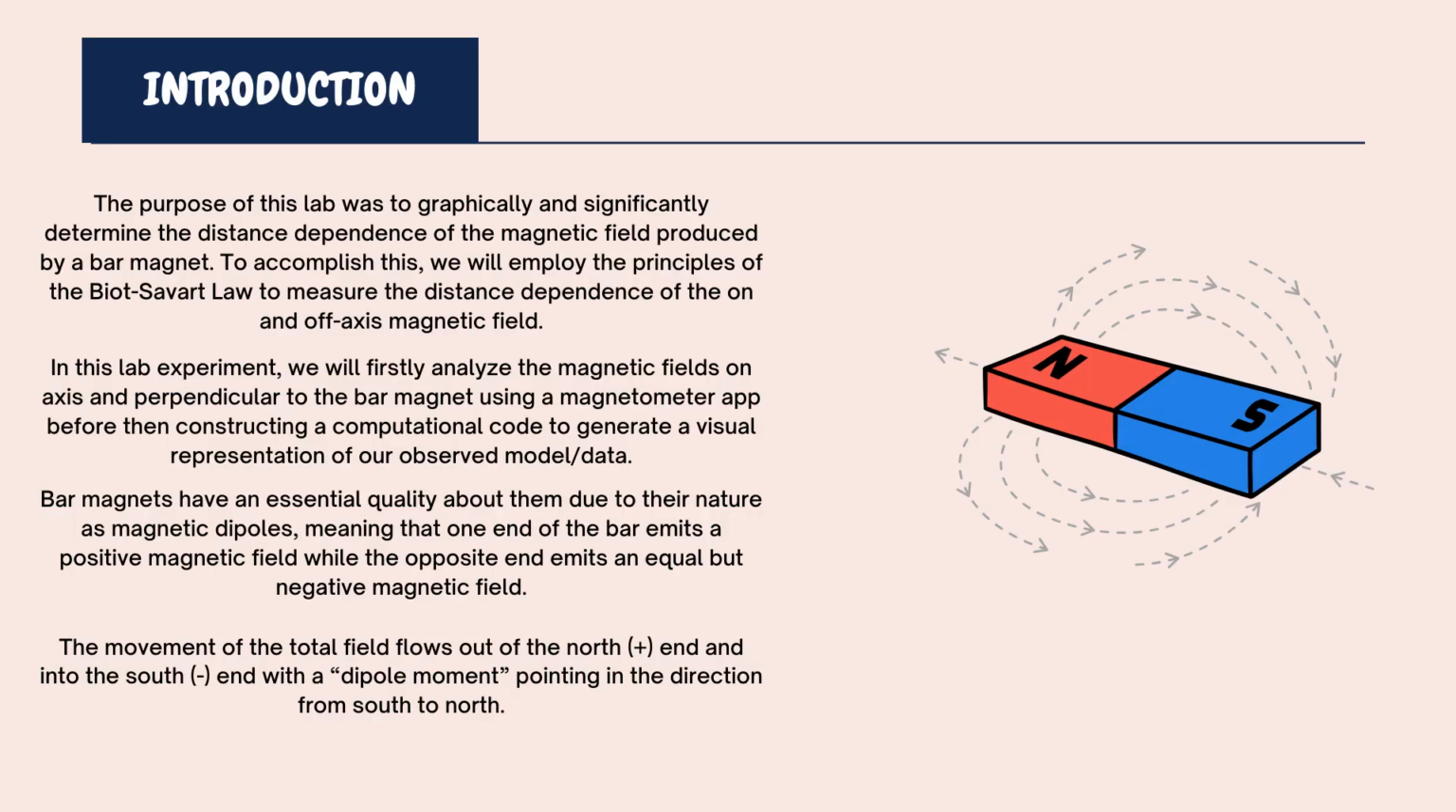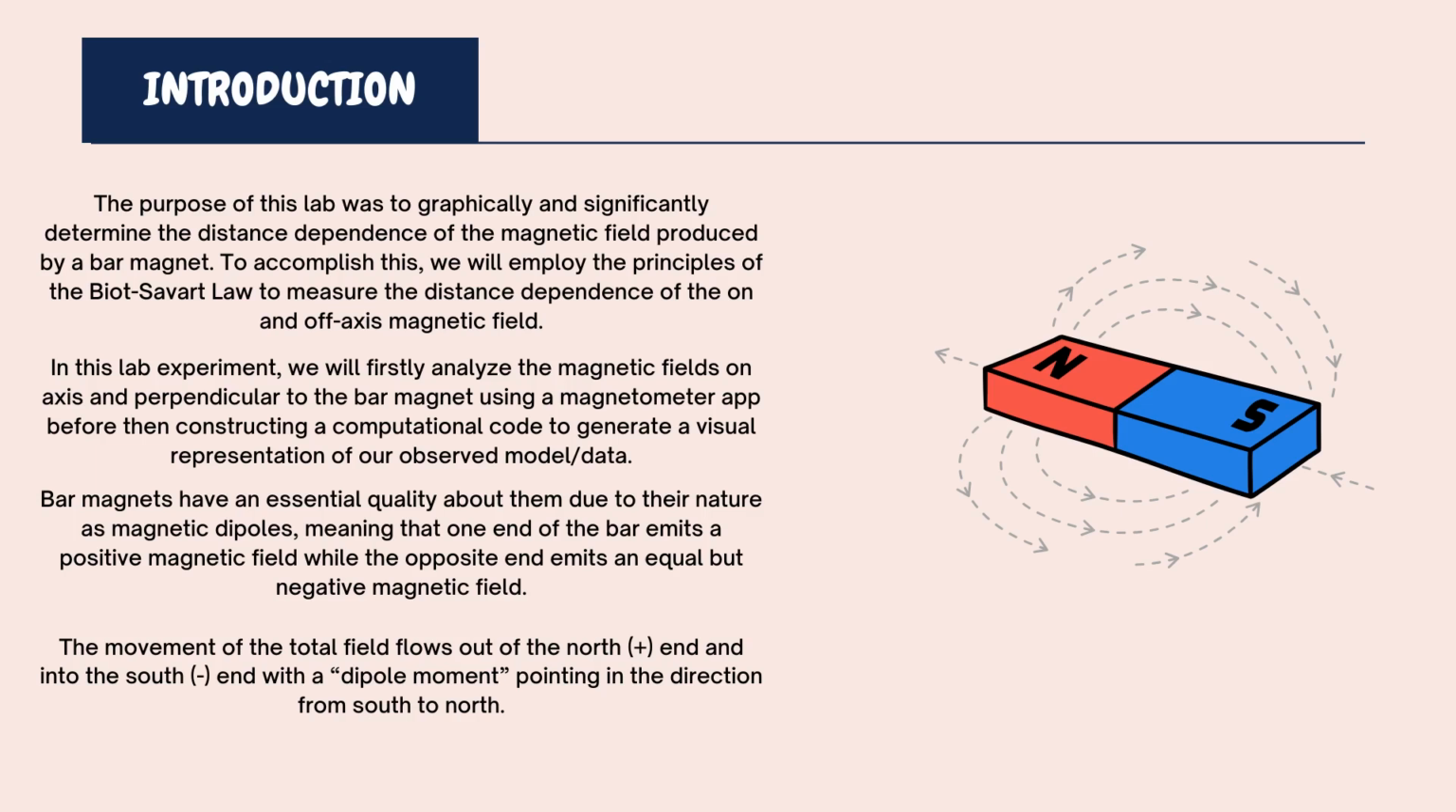The purpose of this lab was to graphically and numerically determine the distance dependence of the magnetic field produced by a bar magnet. To accomplish this, we will employ the principles of the Biot-Savart law to measure the distance dependence of the on and off axis magnetic fields. In this lab experiment, we will first analyze the magnetic fields on axis and perpendicular to the bar magnet using a magnetometer app before constructing the computational code to generate a visual representation of our observed model and data.